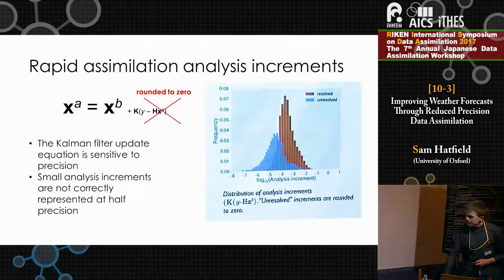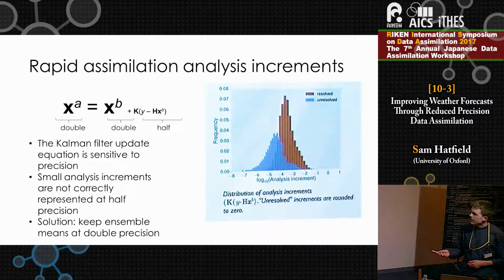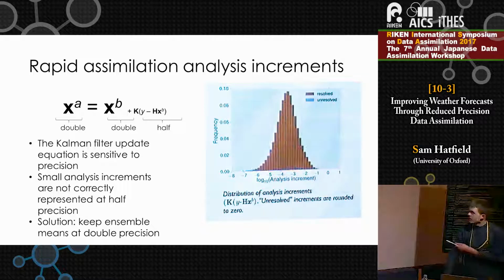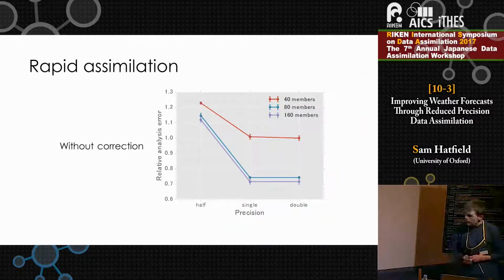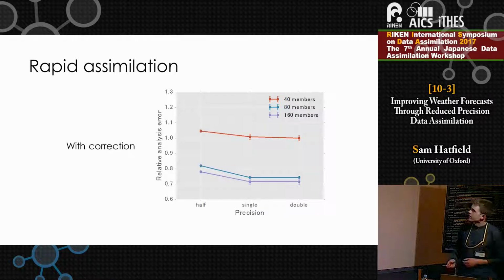The solution is to keep the ensemble mean of the analysis and background in double precision when performing this computation. This is actually very cheap, so I'm still doing the forecast model, which is the most expensive part, at half precision. When I do this, I can resolve all of the analysis increments. Going back to the previous plot, this was it without the correction, and this is it with the correction. You don't reduce the error entirely. Half precision is still slightly worse, but it's mostly eliminated.